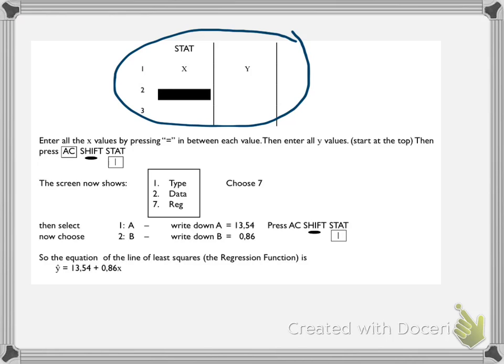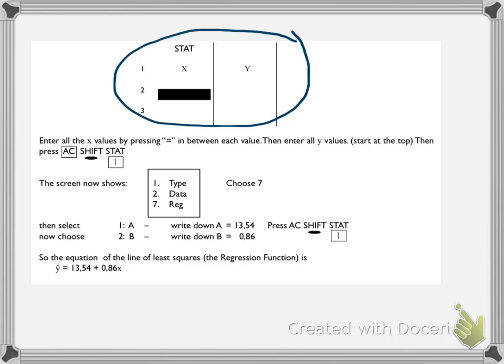Obviously, down the left is your x and down the right is your y. In this case, those x values are representing our maths marks, and the y column is representing the corresponding English marks of that particular student. What you do is you enter all your x values first, so those are your maths marks. Press equals in between each value. Once you've entered all your maths marks, you go to the top of the y column and enter all your English marks in this case, or all your y values, pressing equals between each one.